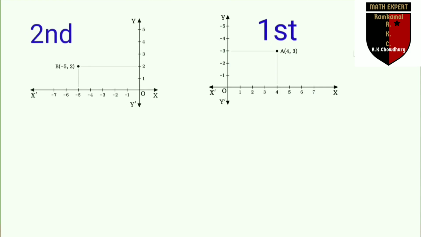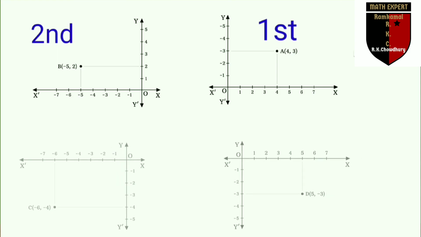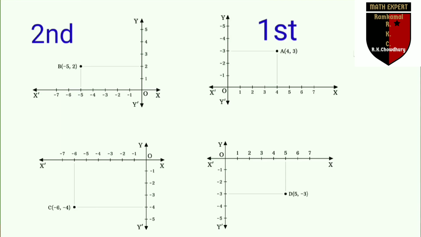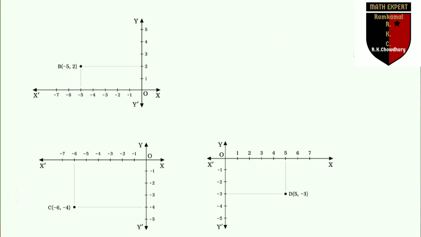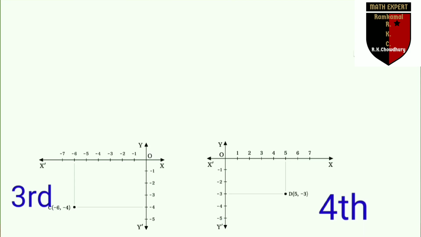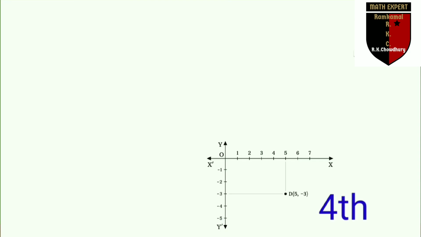The point A (4, 3) is in the first quadrant because both its coordinates are positive. The point B (minus 5, 2) is in the second quadrant because its x coordinate minus 5 is negative and y coordinate 2 is positive. The point C (minus 6, minus 4) is in the third quadrant because both coordinates x and y are negative. The point D (5, minus 3) is in the fourth quadrant because its x coordinate is positive and y coordinate is negative.